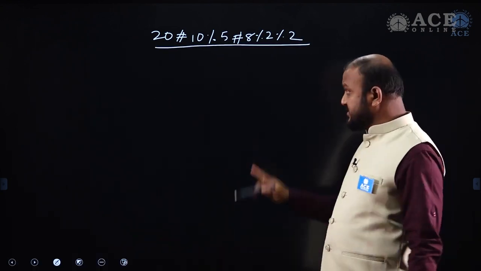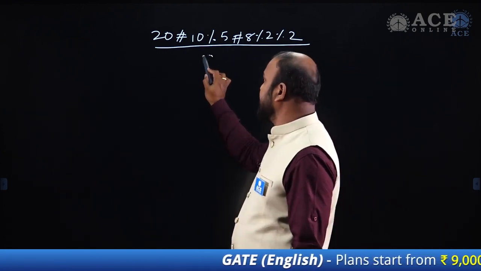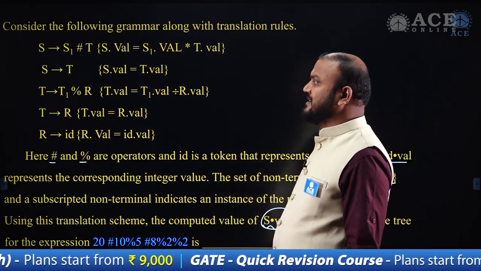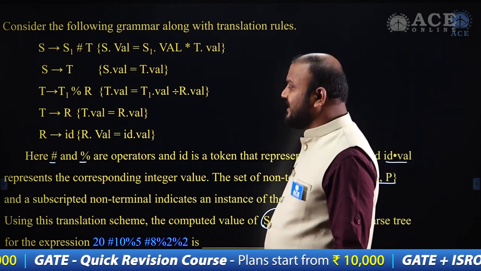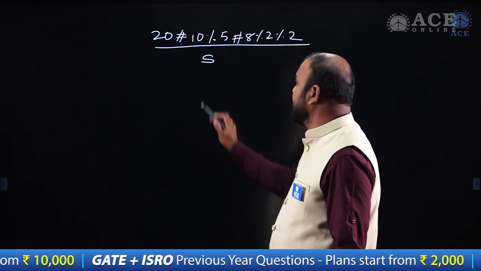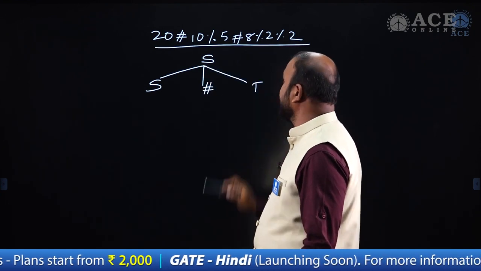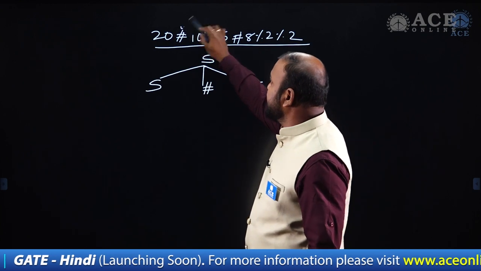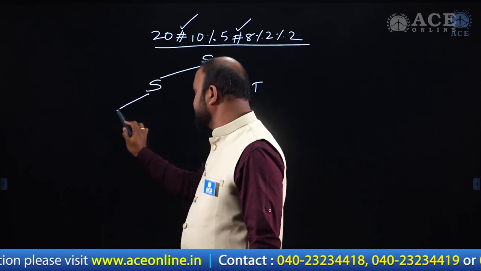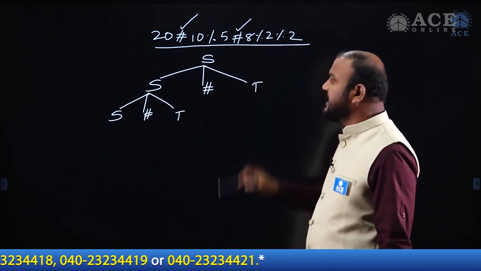Now we have to construct a parse tree for this input sentence. How to construct it? Starting with the starting non-terminal S. Now look, S has two productions, S tends to S hash T and S tends to T. Because in my input sentence we have a hash, we have to apply the first production, S tends to S hash T. Next, one hash is derived. We have to have one more hash. To have one more hash, what do we have to do? S tends to S hash T. Now just observe, we derived two hashes.